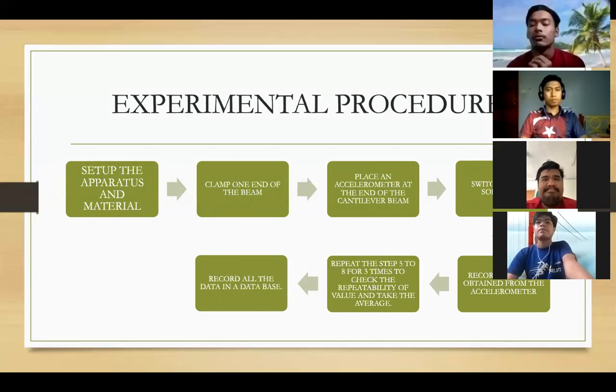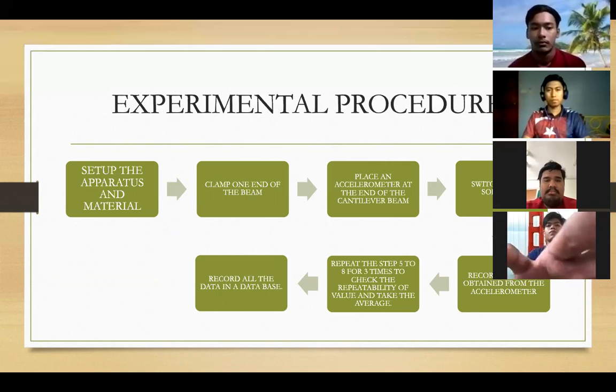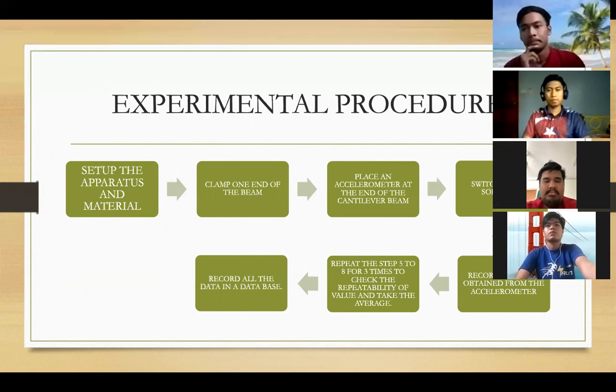An initial deflection is given by initial displacement at a constant arbitrary position apart from the end of the beam, and allow it to oscillate on its own. The free oscillation could also be started by giving a small tap at the end of the beam. Record the data obtained from the accelerometer in the form of a graph. Repeat step 5 to 8 for 3 times to check the repeatability of the value and take the average. Repeat the whole experiment with different lengths of cantilever beam, which are 300 millimeter, 400 millimeter, 500 millimeter, and 600 millimeter. Record all the data in a database.